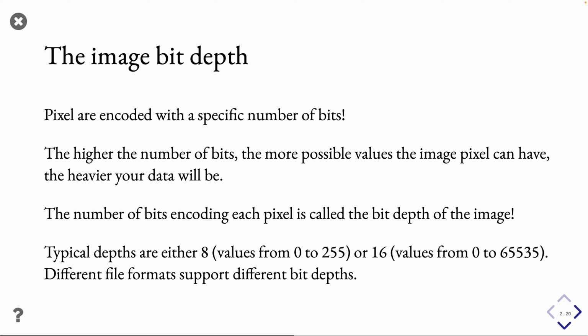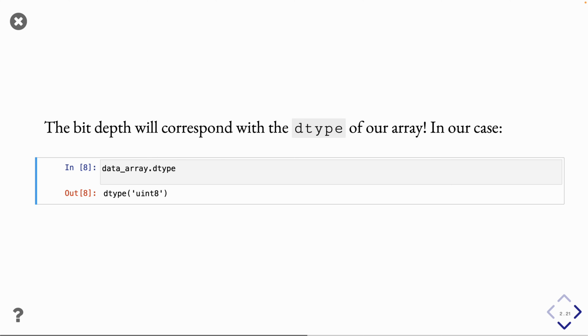Sometimes, especially for scientific data, like data that you get out of a camera, will many times be 60 bits, which gives you a bit more space to represent different values. Different file formats can support different bit depths or use one or the other by convention. In our case, we can very easily know the bit depth of our image, because it corresponds to the dtype of the NumPy array that is encoding the image data.